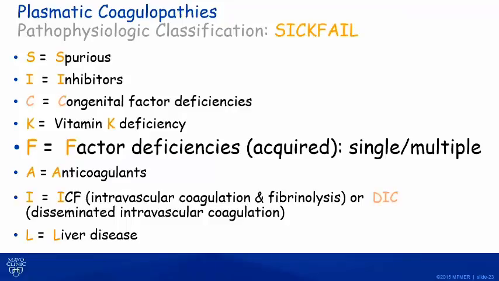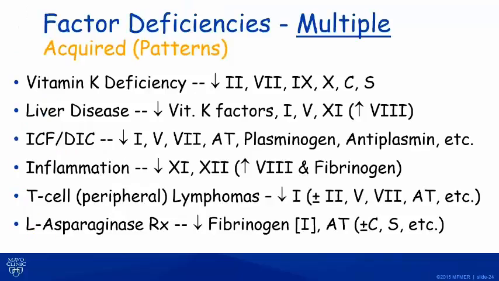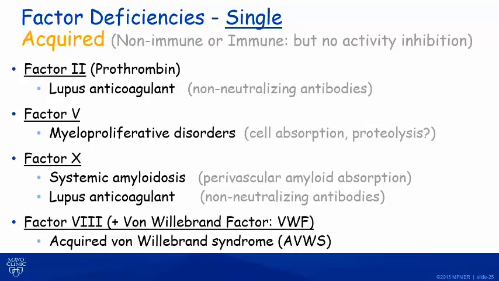Then you can have factor deficiencies on an acquired basis, either multiple, as we've already seen, or single factors, which I'll show you something about. Here are some patterns: the liver disease pattern, the vitamin K deficiency pattern we've talked about, DIC consuming fibrinogen, factor 5, factor 7, consuming plasminogen and antiplasmin, and so forth, antithrombin, and some other patterns that are mentioned there. Single deficiencies we think of as possibly hereditary congenital, but occasionally they are acquired.